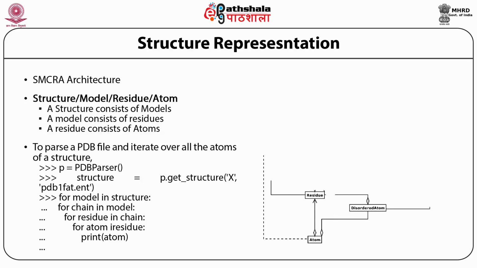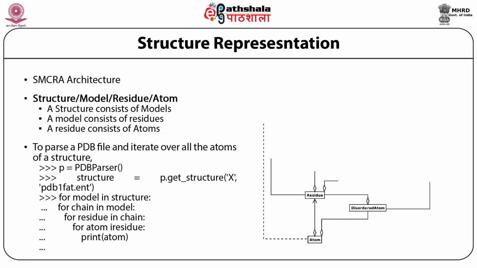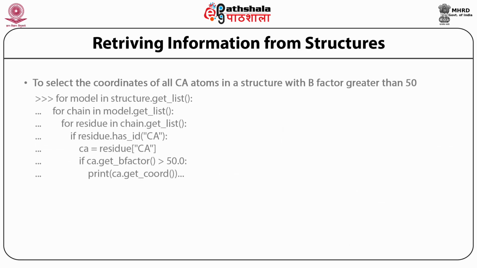So for model in structure, and after the model it goes to chain. For chain in a model, since a single model can have more than one chain. Then it goes to the residue: for every residue in chain, and then it goes to the atom. For every atom in the residue, we print atom. So that is the hierarchy that we always have to maintain. That prints information about the atoms in any given structure.